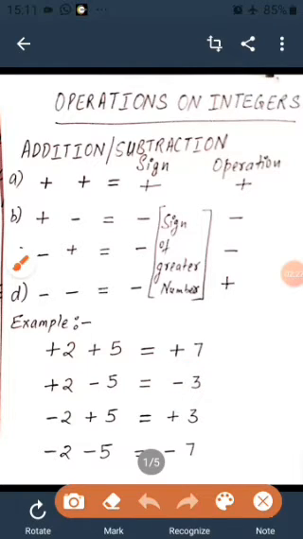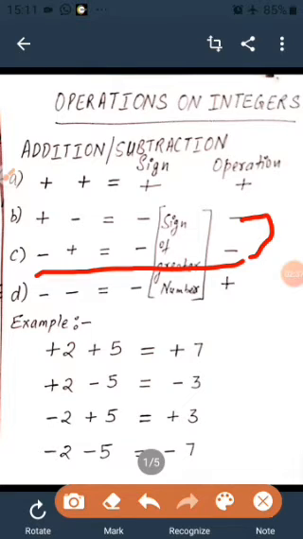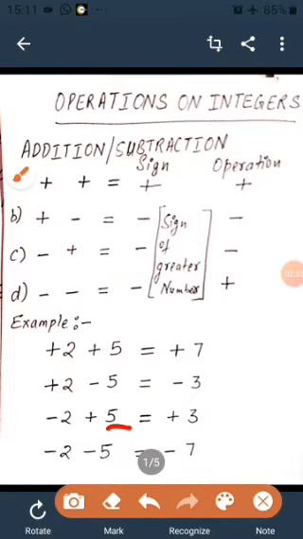So let us see the next case. The next case is plus minus plus. The B and C parts are both the same, but just see this example. Minus 2 plus 5. The first number is negative and the second number is positive. So here the greater number is 5 and 5 has a positive sign. Therefore the final answer will also get the positive sign.